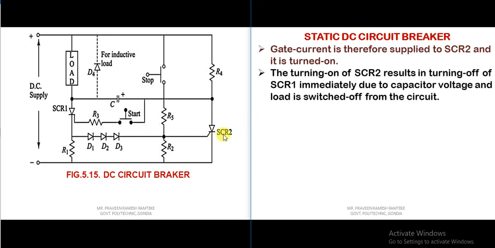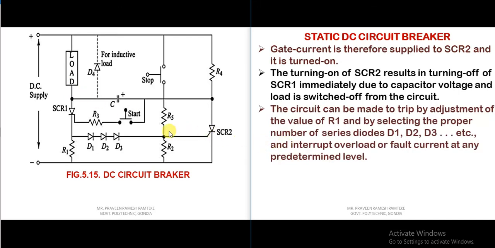The turning on of SCR2 results in turning off of SCR1 immediately due to the capacitor voltage, and the load is switched off from the circuit. So once the SCR1 is switched off, means the load is switched off from the circuit. So this is complementary switching action. If SCR2 is on, SCR1 is off. Because of this complementary switching action, the load gets switched off from the circuit.